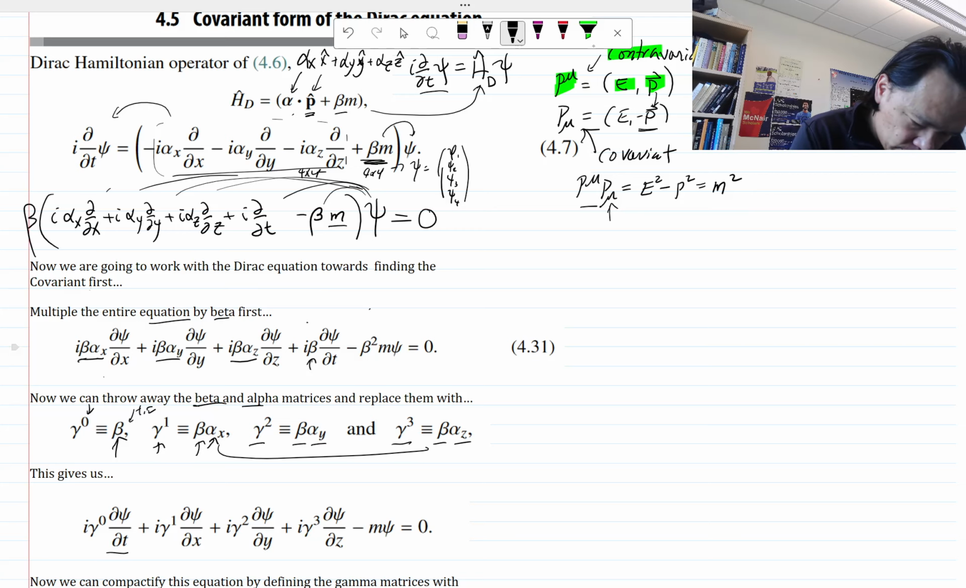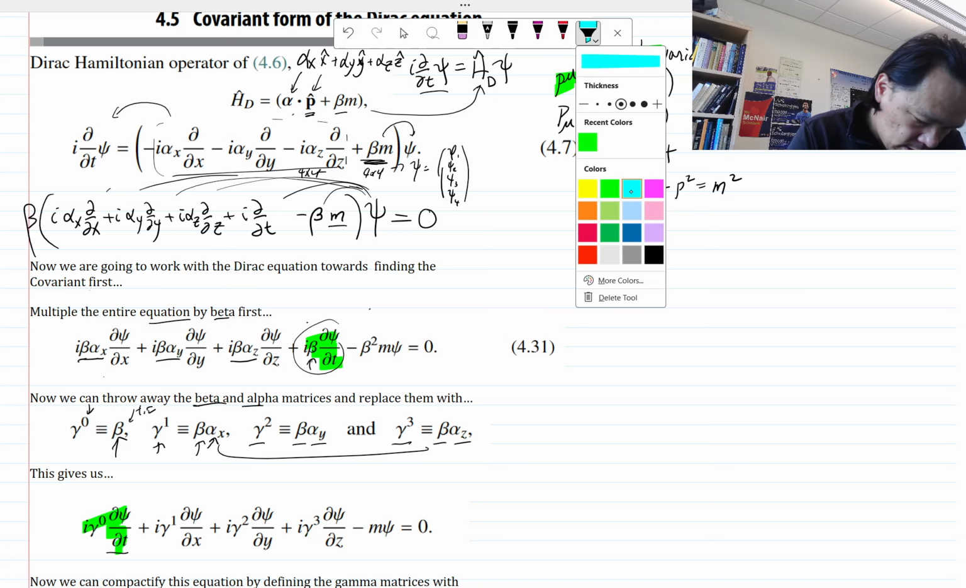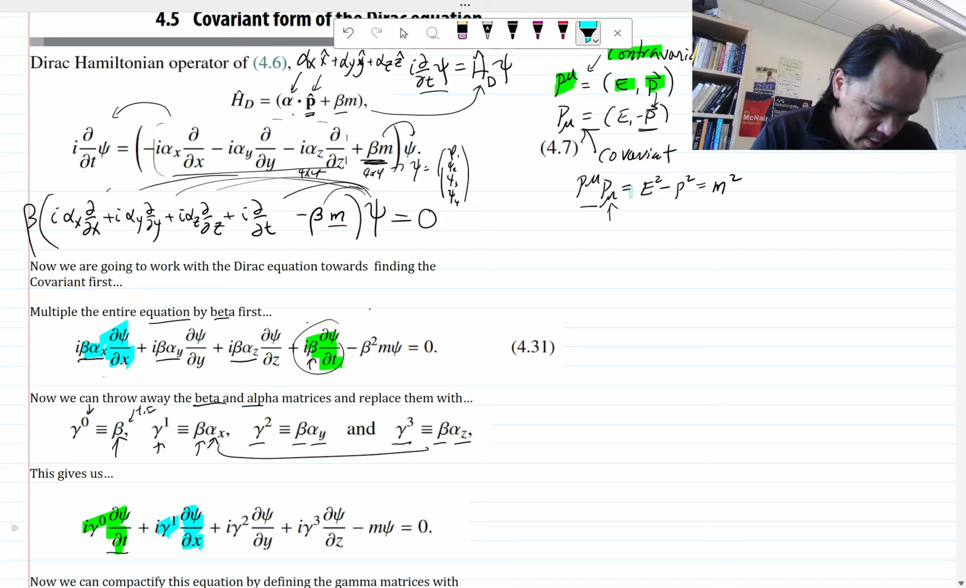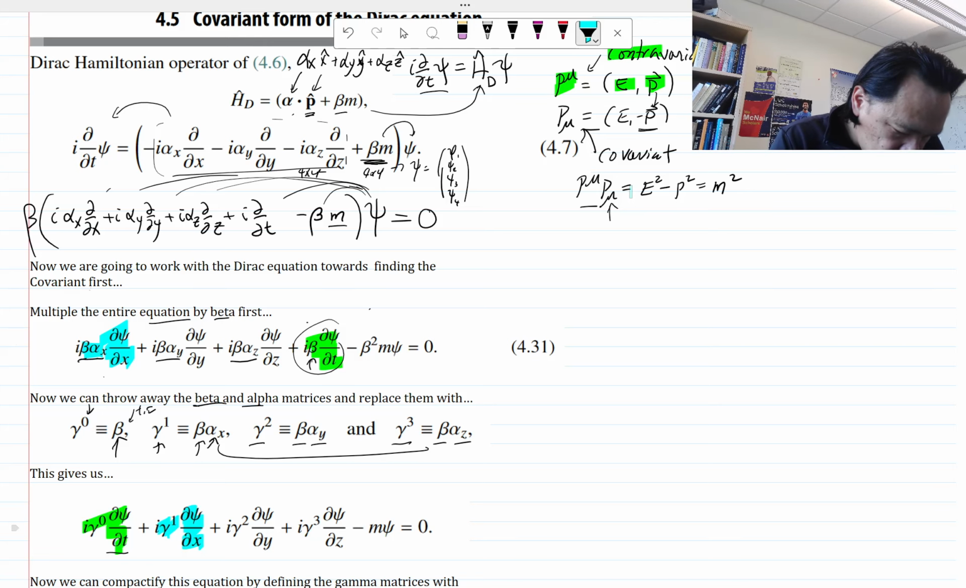What happened is that when you see this, let's say we look at the time term, which is here. Beta is the same thing as gamma 0, so this term comes down here. Let me highlight those in green. And then let's do at least one of the spatial components. So let's do gamma 1. Gamma 1 is beta times alpha x, so it comes down here the same way as up here, without the wave function part. Let's just highlight the whole term. And similarly with the y and the z, so hopefully we don't have to go through that.